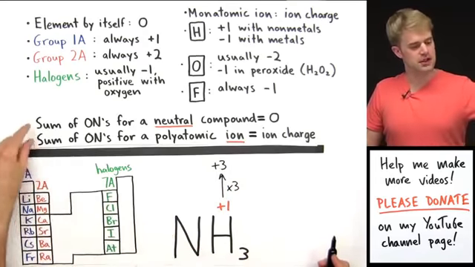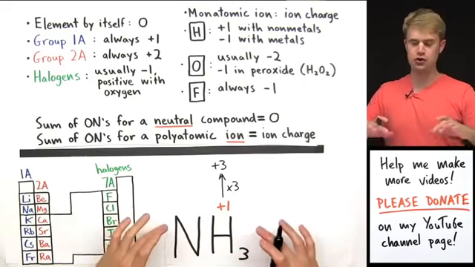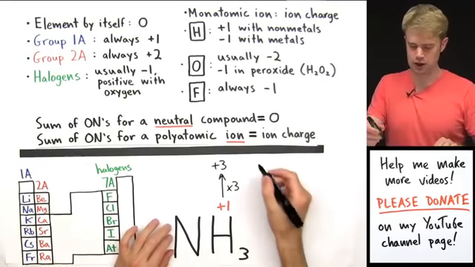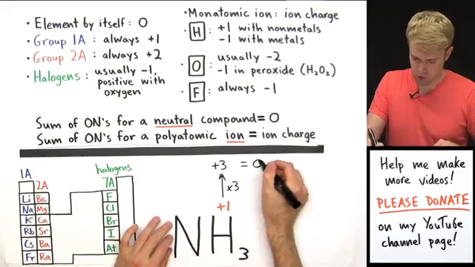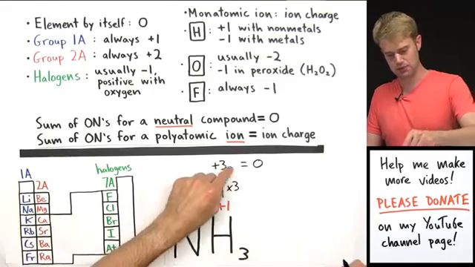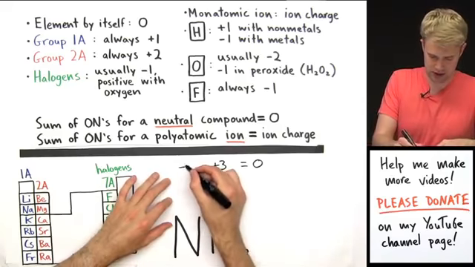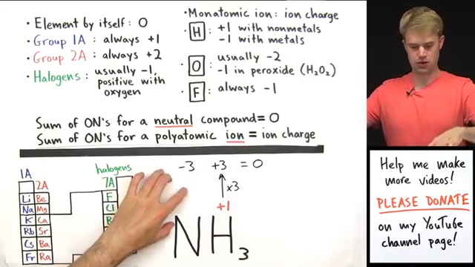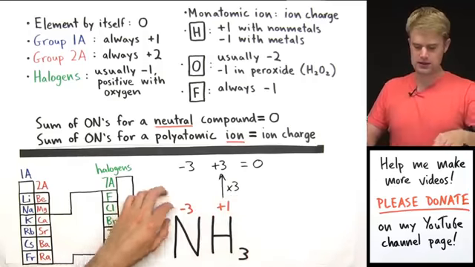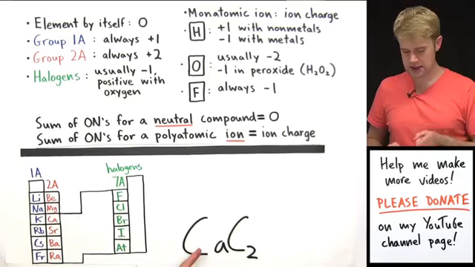Now, let's keep this rule in mind, that the sum of oxidation numbers for a neutral compound should equal 0. NH3 is definitely a neutral compound. We don't see any charge here. So whatever nitrogen's number here is needs to add together with +3 to make 0. So that means that nitrogen here has to be -3. That adds there to get 0. So its oxidation number is -3, hydrogen's is +1.